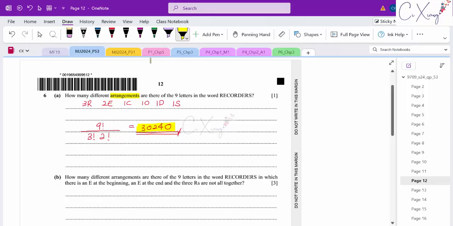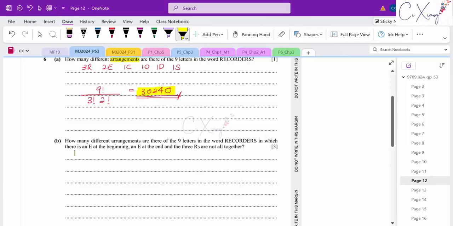Okay, so let's have a look at part B. They are asking how many different arrangements. Again, highlight the keyword arrangement one more time. The 9 letters in the word recorders are arranged such that there's an E at the beginning and an E at the end, and the R are not all together. Since they already fixed the E as the first letter and also the E as the last letter, you can see that E has been placed into a certain position, so there's no more E in our letters here. For the remaining 7 letters in the center, I still have 3 R and 4 other letters.